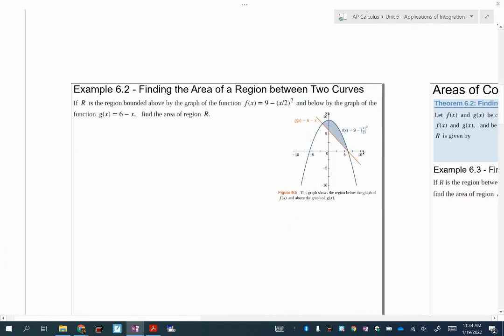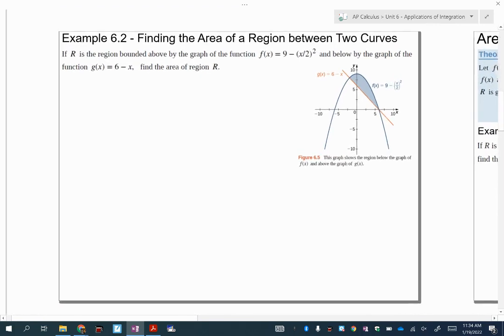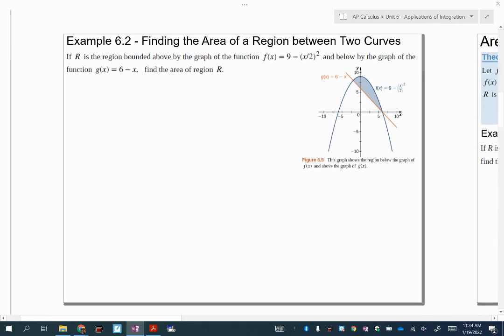Now, the next iteration of this is looking at the area between two curves, but the region is bounded by where they intersect.